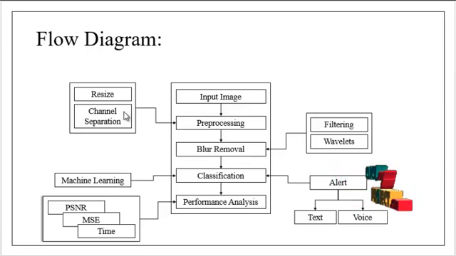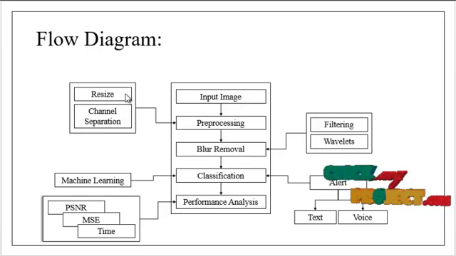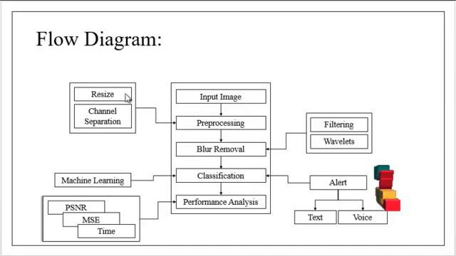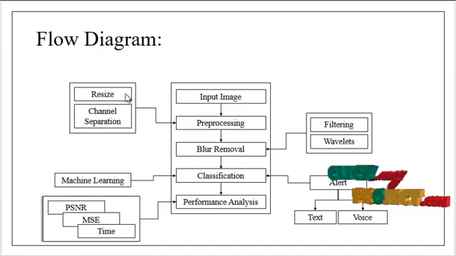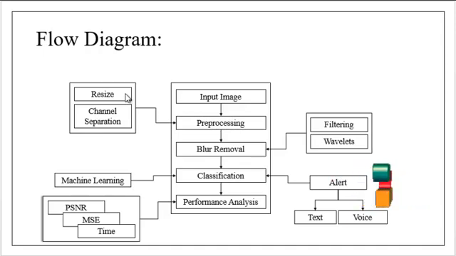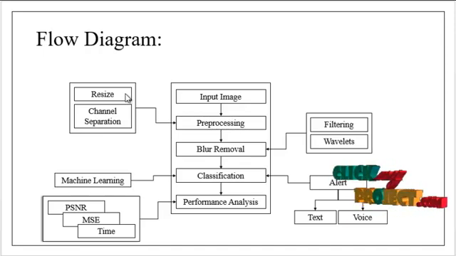The purpose of the resize is to check whether the size is appropriate or not. If the size is too large, it will take too much time for execution. That's why we maintain the size of the image appropriately. After the image resize, the channel separation will be carried out. In this channel separation, the RGB bands have three channels, red, green and blue. So we have to extract the red, green, blue channels separately in the pre-processing stage itself.